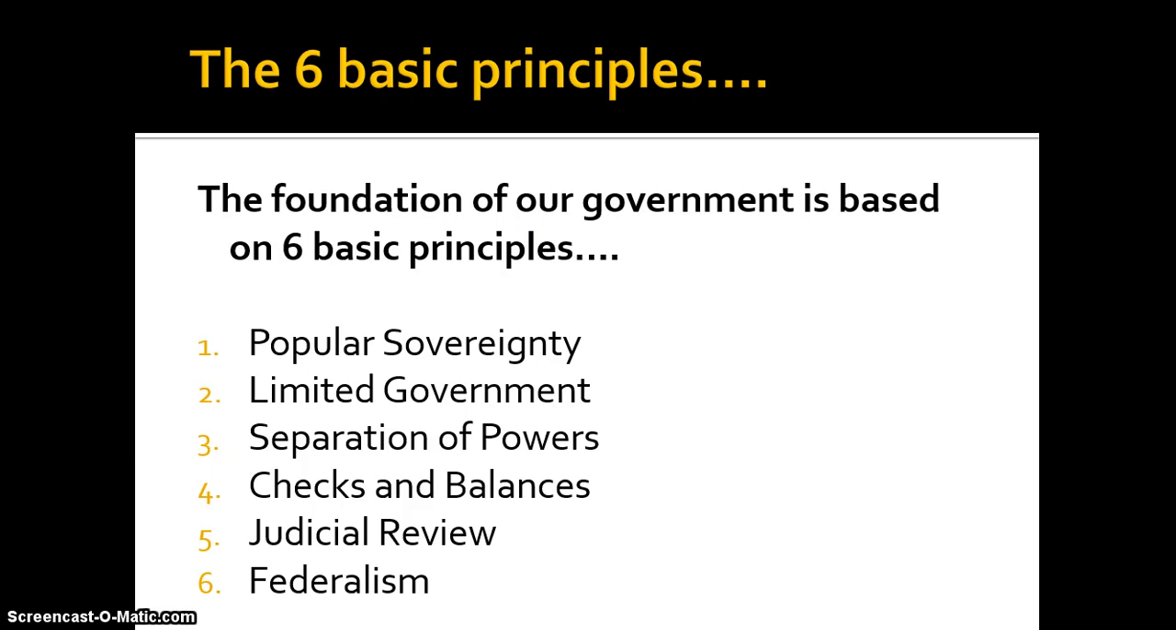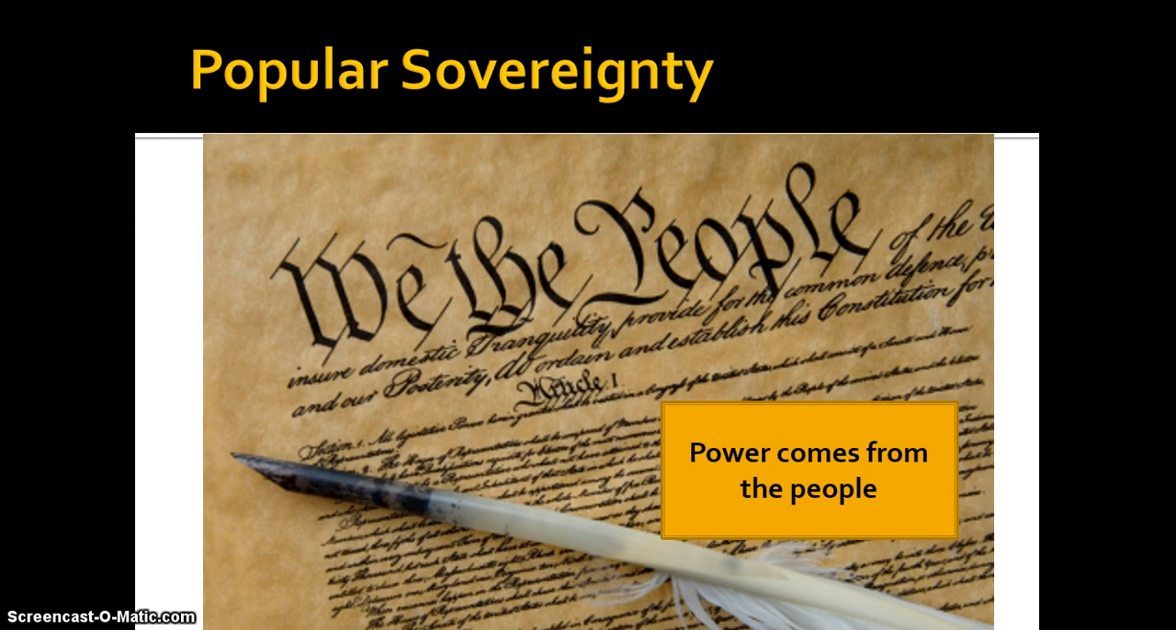Now, within the Constitution, you will find 6 basic principles. They are popular sovereignty, limited government, separation of powers, checks and balances, judicial review, and federalism. Please write each of these 6 in the graphic organizer bubble. You will want to define each one within each little bubble as you go.